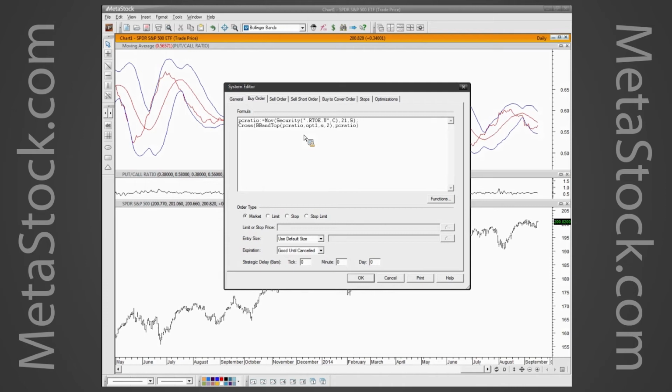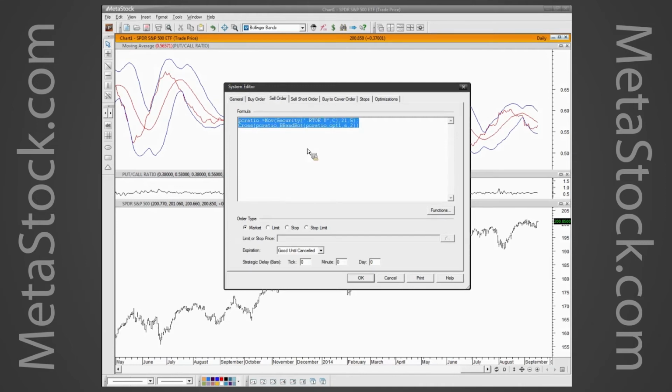So coming over to the buy order, what I've got here is OPT1, which is short for optimization variable 1. If you want to optimize a parameter, you basically substitute whatever that parameter is for an optimization variable. And since we're just using 1 in this case, we're using optimization variable 1. So I have that here in the buy order and in the sell order formula.